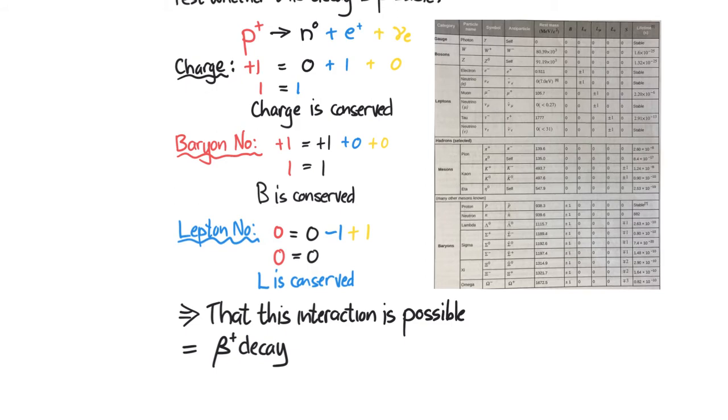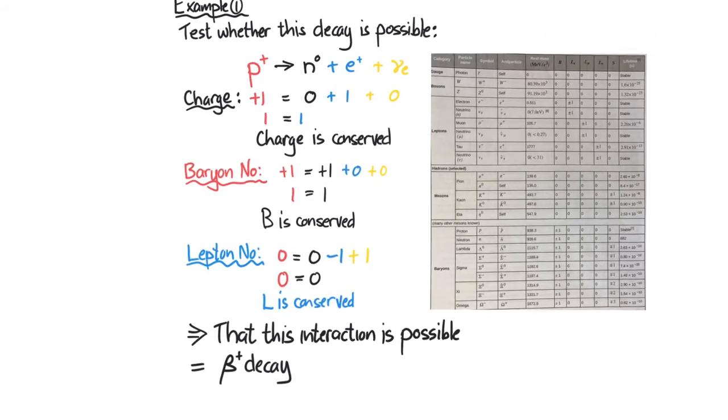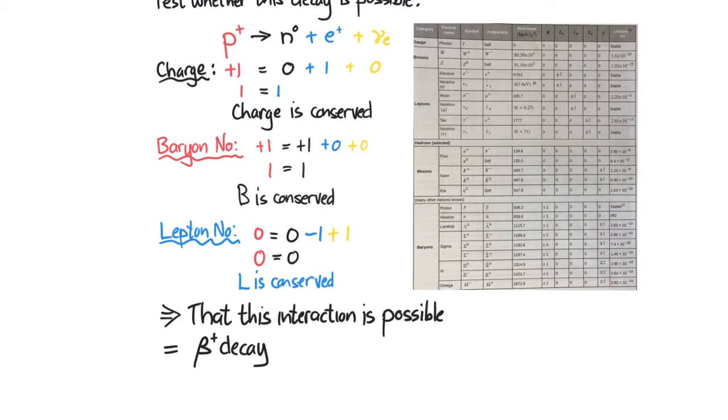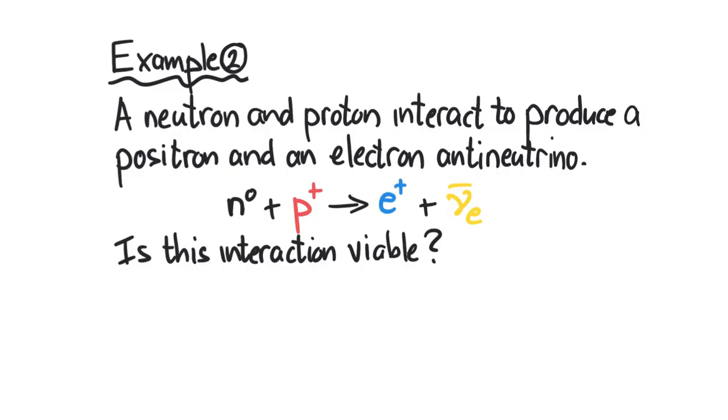This is where a proton decays into a neutron, a positron, and an electron neutrino. This is a well-known nuclear reaction, a nuclear decay reaction, which we will look at in more detail later on in this course. So now let's consider a second example.